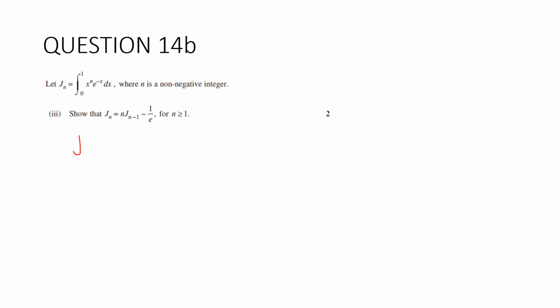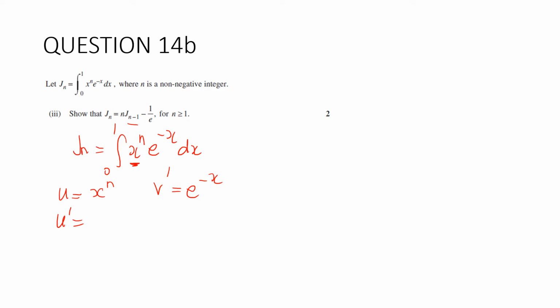Alright, so we know that Jn is equal to the integral between 0 and 1 of x to the power of n e to the negative x dx. We are going to make x to the n equal to u so that when we differentiate it, it becomes x to the n minus 1, which we can see here. So u is x to the n, v dashed is equal to e to the negative x. So u dashed is equal to n x to the n minus 1, and v is equal to negative e to the negative x.